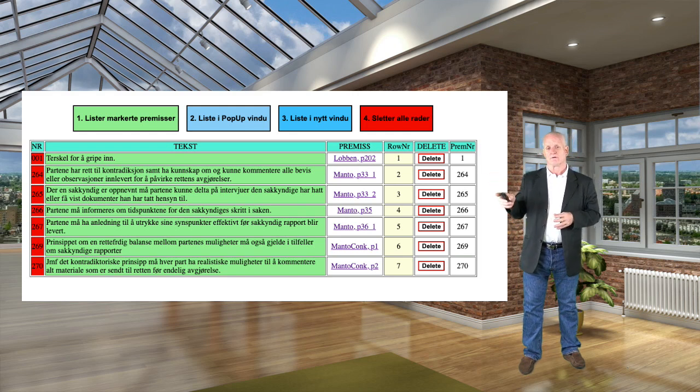In the new table, we see in the third column, premise, that we have a link. In column 4, we have a row number in the new table, and in column 5, a delete button, which both deletes the premise in the new table and resets the premise in the main table above. The last column is currently only the string in the first NR column converted to a numeric number.